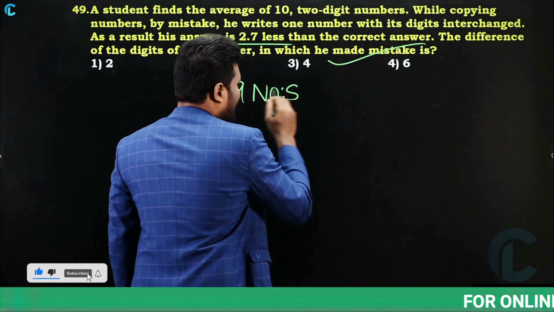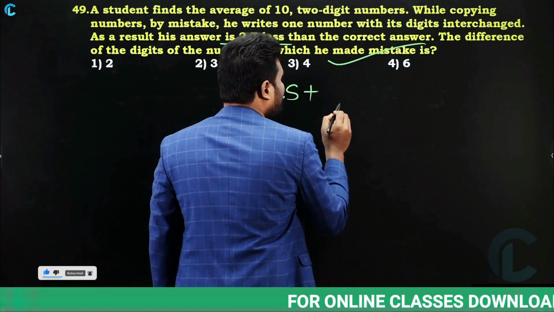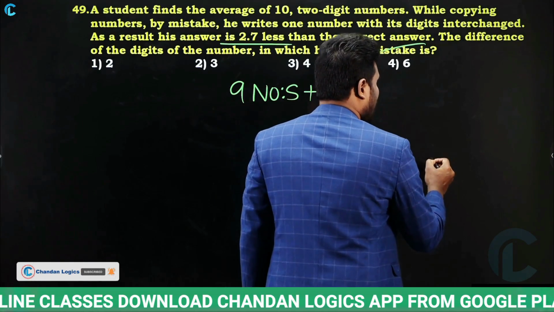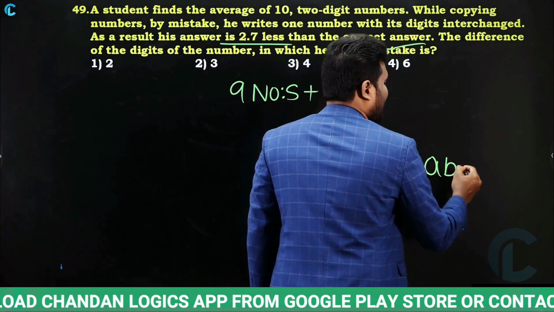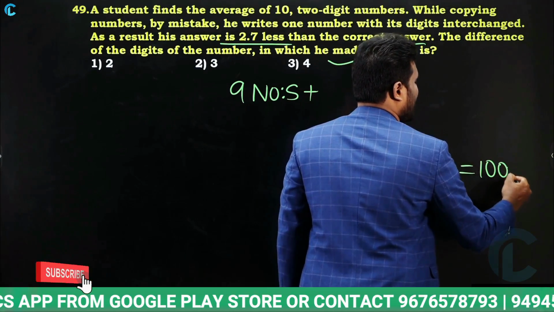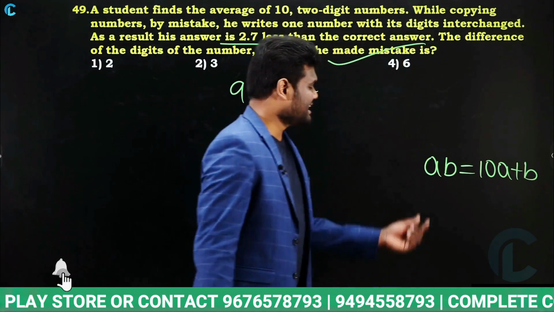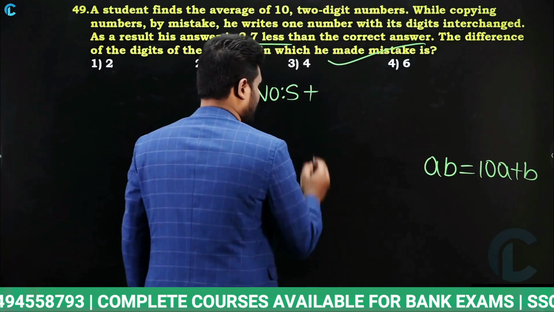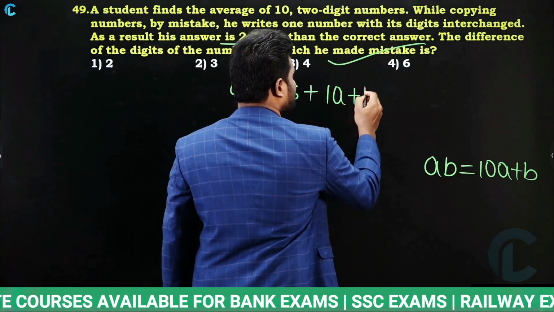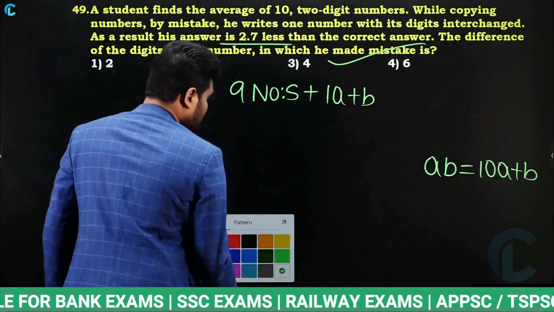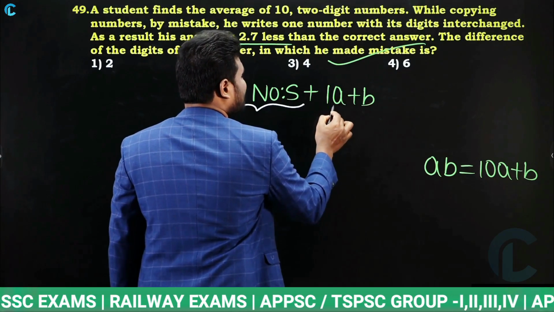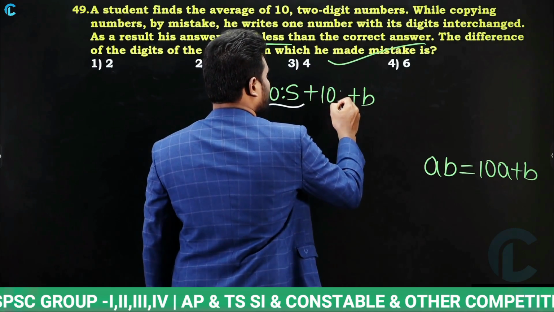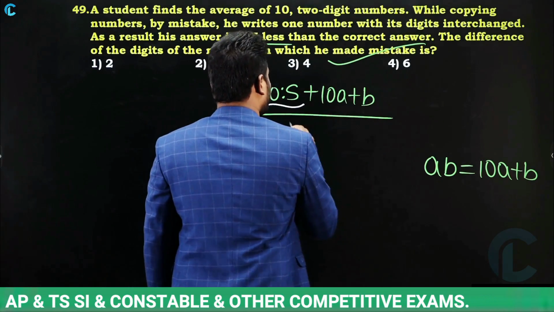Now it is said that after 9 numbers, one number has been interchanged. Now these are two-digit numbers. As these are two-digit numbers, I can write a two-digit number as AB. Now this AB can be written as 10A plus B. Yes or no? Why? Because A is in the tens place and B is in the units place. So observe here carefully. These are 9 numbers and this is our 10th number. So the 10th number is nothing but 10A plus B. Now as it is average, so divide by 10.